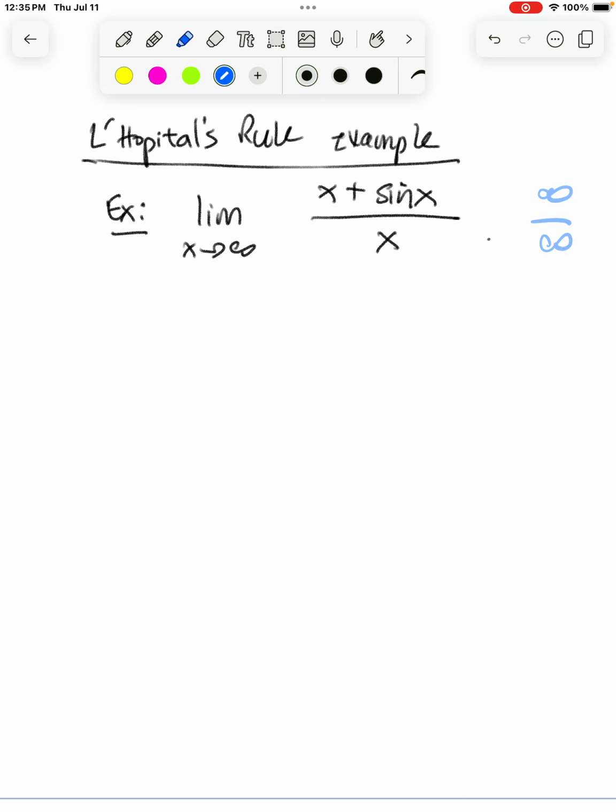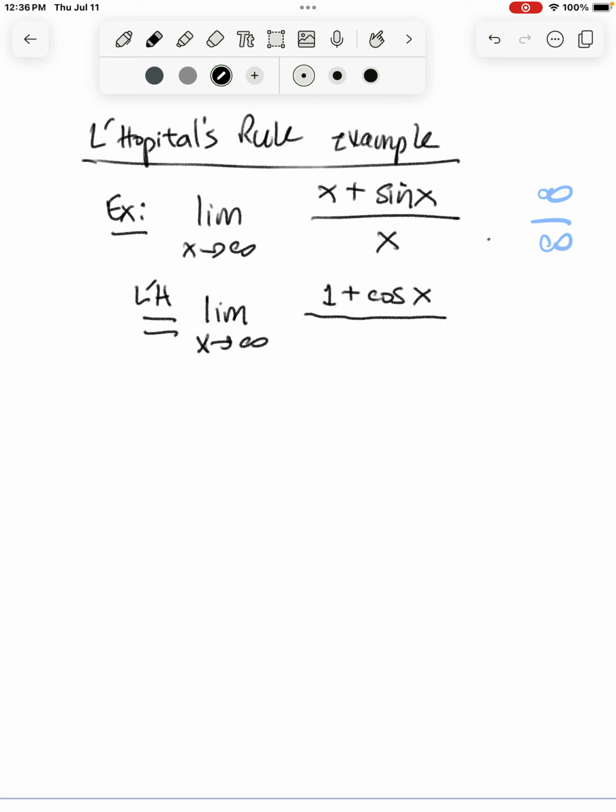So this is infinity over infinity, and then you say, great, let's use L'Hopital's rule. So let's see what happens if you use L'Hopital's rule. So this is equal to, by L'Hopital's rule, the limit as x goes to infinity of the derivative of the top over the derivative of the bottom. And that's easy. The derivative of the top is 1 plus cosine x, and the derivative of the bottom is 1.